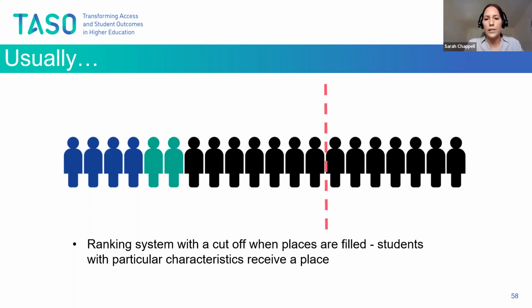So what universities or providers tend to do normally is they'd apply a ranking system. So they might put students that maybe meet 2 or 3 widening participation criteria. They ensure that they have places and they rank students. And then once they've filled their places, they cut that off, and then anyone else that's applied that doesn't meet any criteria doesn't get a place, basically.